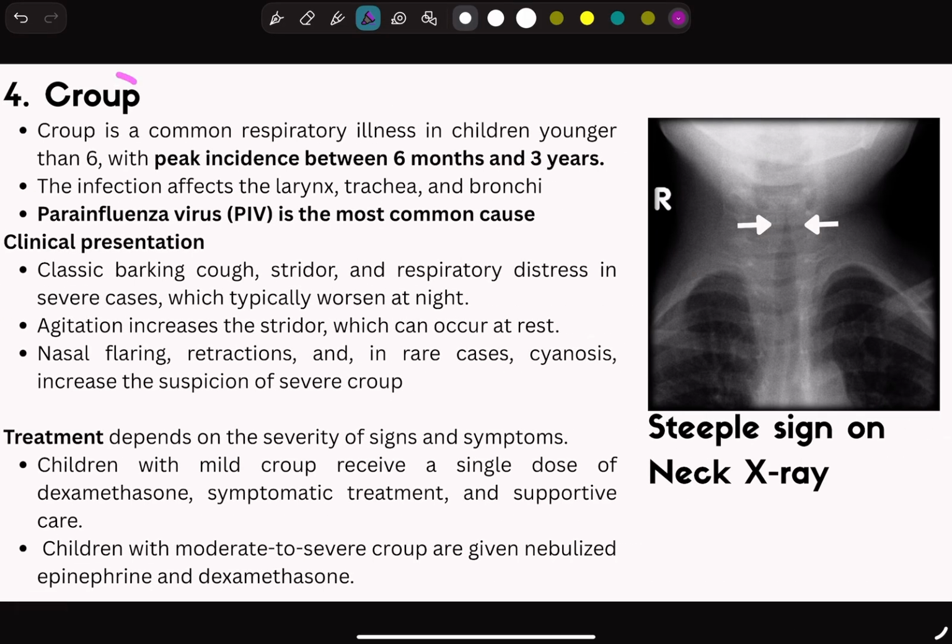Finally, we've got croup. So croup is a common respiratory condition in younger pediatrics. If they are less than 6 years, the peak incidence is between 6 months and 3 years. It's very common, and it affects the whole airway, the larynx and the trachea and the bronchi. So we can see here, this is what we call the steeple sign. It is narrowing of the airway, right?